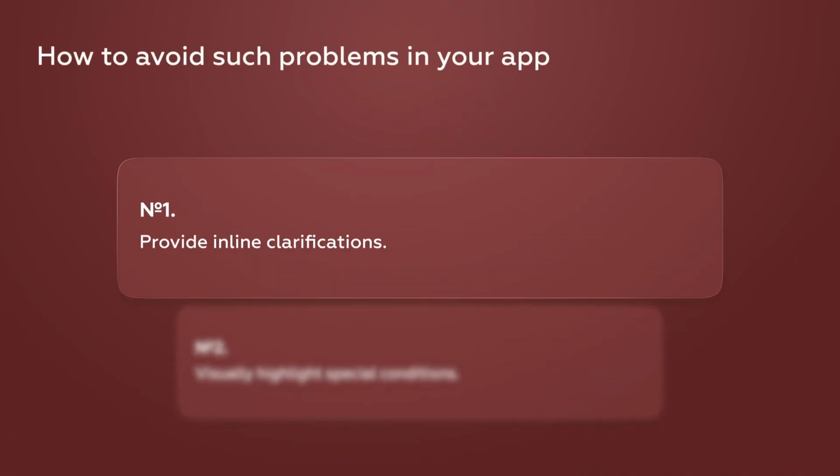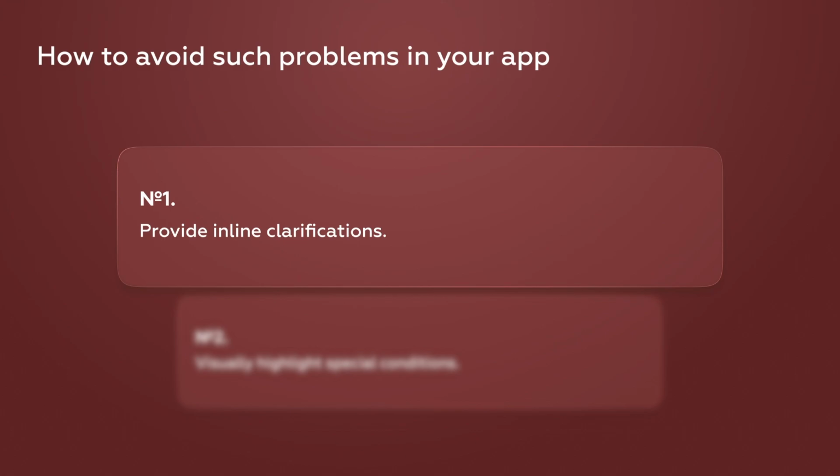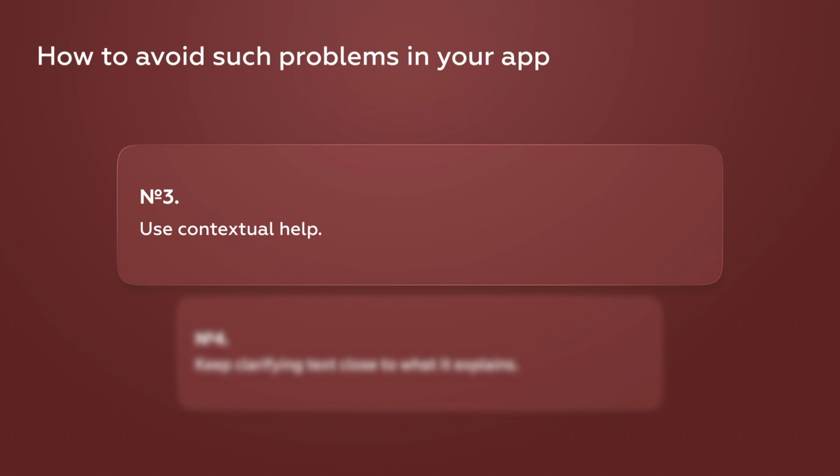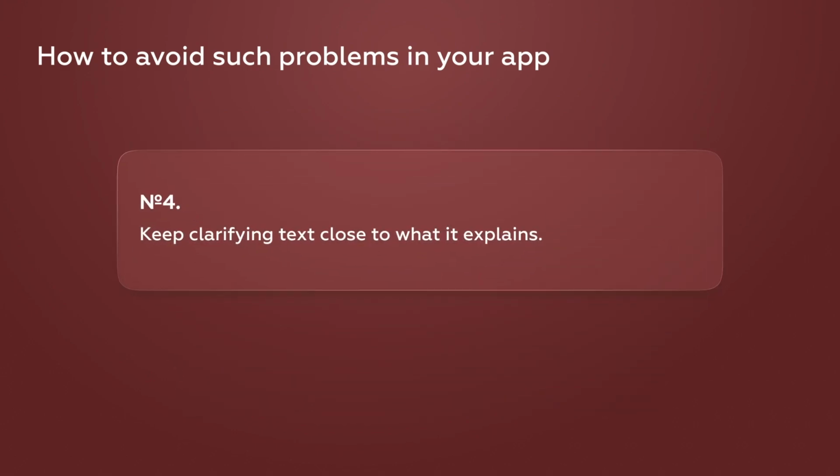Let's explore a few practical steps. Provide inline clarifications: use tooltips, short hints, or microcopy for complex fields. Visually highlight special conditions. Discounts, restricted access, and premium features must be easy to notice. Use contextual help. Explain financial or technical terms in plain, unambiguous language. Keep clarifying text close to what it explains. Don't make users hunt for essential details.